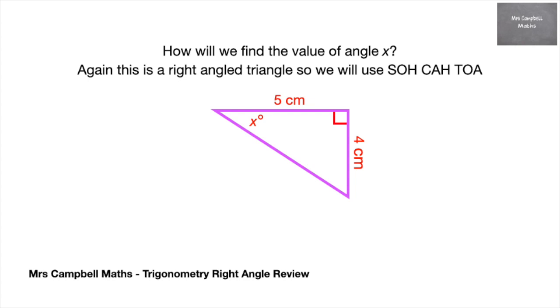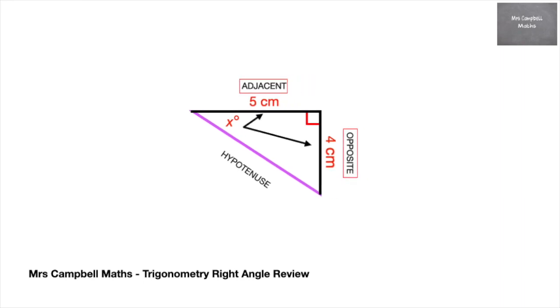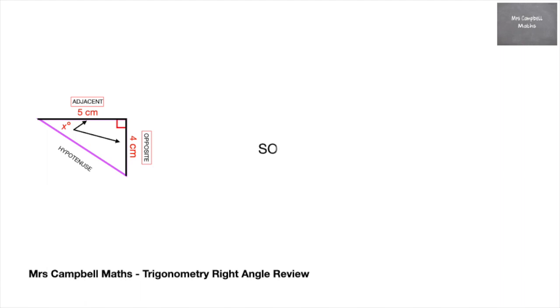Let's begin by labelling the sides. The side opposite the angle x we label as opposite, and that is the side that is length 4 centimetres. The other side that we have is 5 centimetres. That's the adjacent side. So we are working this time with opposite and adjacent. Let's write down SOH CAH TOA and tick what we have. We have adjacent and we have opposite. So opposite and adjacent, we would select the tan.